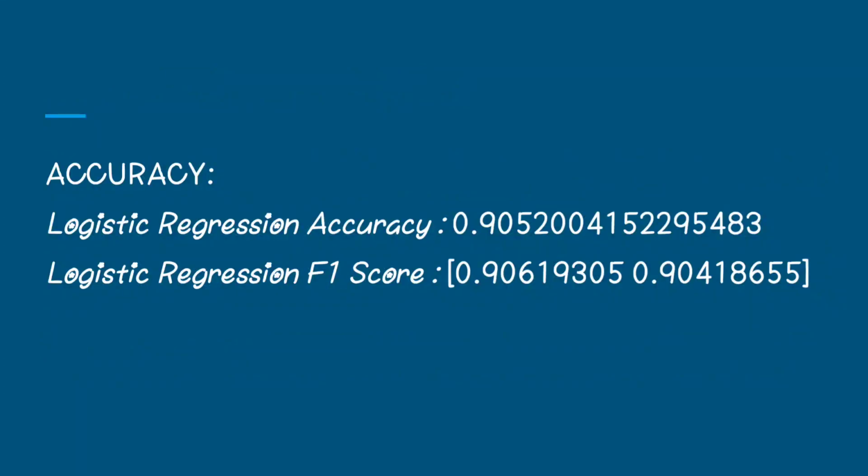The F1 score is a machine learning evaluation metric that tells the model's accuracy, and it combines the precision and recall scores of the model. I get the accuracy of logistic regression as 0.9052, and the F1 score is 0.90619305.